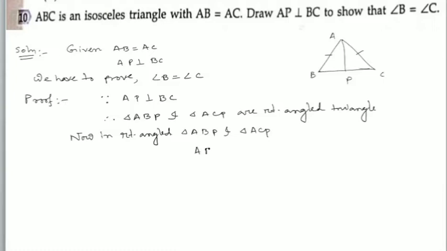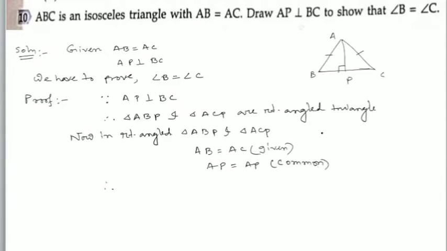AB is equal to AC. Both are hypotenuse of the triangle APB and ACP. Okay, this is right angle and opposite to the right angle is called the hypotenuse. So in both the triangles hypotenuse are equal. Okay, and this is given condition. Okay, so here we write given, and AP is equal to AP because AP is common to both the triangles.